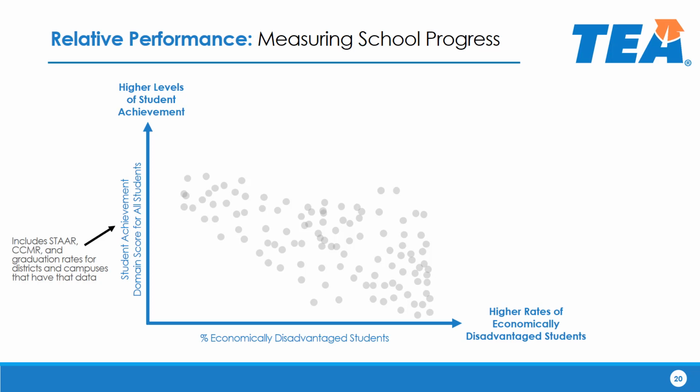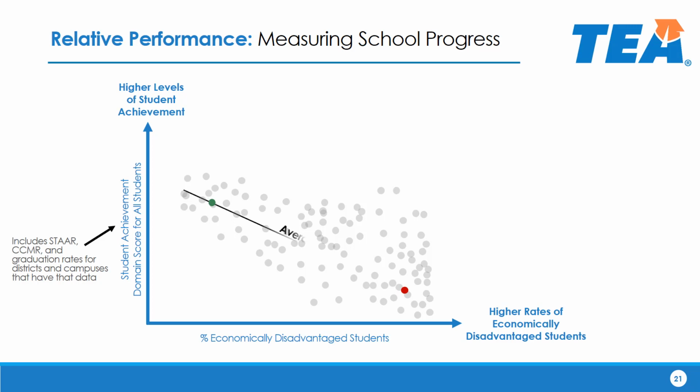Along the bottom of this graph is the percentage of students who are considered economically disadvantaged. Each dot in this example represents an elementary campus. Where each one falls in the graph is determined by its score in the student achievement domain and its percentage of students who are economically disadvantaged. So how can we compare performance of the green dot campus against the red dot campus? It looks like the green dot is outperforming the red dot campus in terms of proficiency, but is that really true in terms of the impact it has on students?